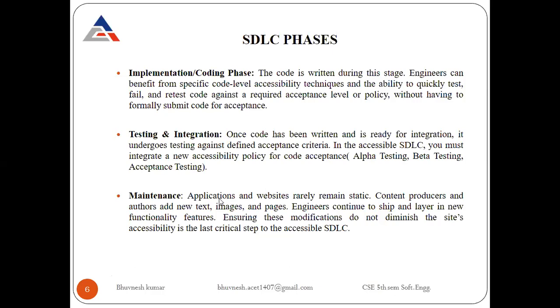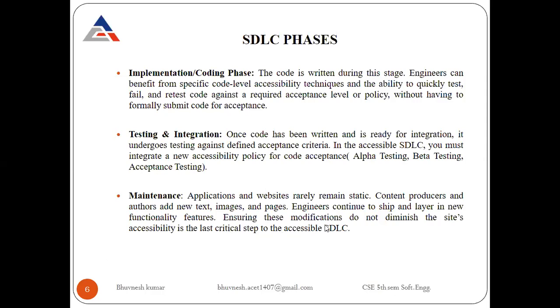That is what this point says: applications or websites, these software products, rarely remain static without any change. We have to change our product according to our environment or technology. Content producers and authors add new text, new images, new pages. Content producer means software developer. The software developer or author has to add more text, features, images, or pages in their web applications or in a simple desktop application so that they can fulfill the requirement of the customer. Then engineers continue to ship and layer in new functionality and features.